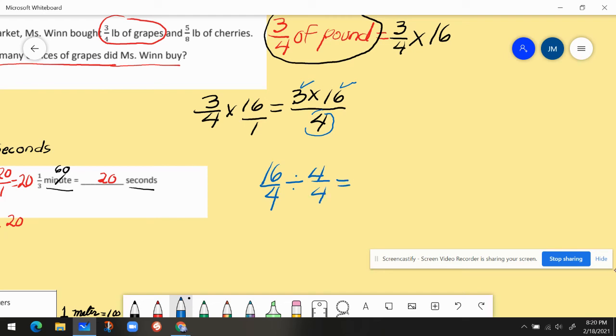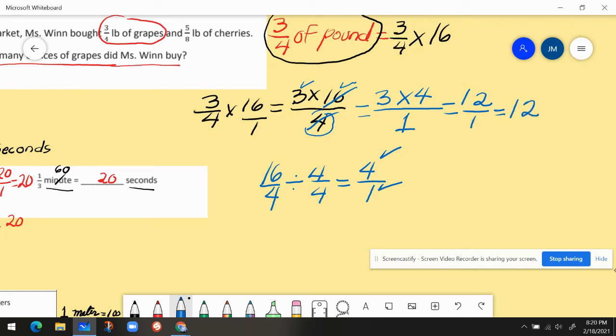So when you say 16 divided by 4, the answer is 4. And when you say 4 divided by 4, the answer is 1. So now we're going to replace the numbers in the multiplication up here. So now we have a 3, and the 16 is no longer a 16. It became a 4. So it's going to be times 4. And the 4 is no longer a 4. It's now a 1. And we're going to write the 1. So now we can say 3 times 4 equals 12 over 1. Any number divided by 1 equals the same number. So now we can answer the question. So the answer is 12.